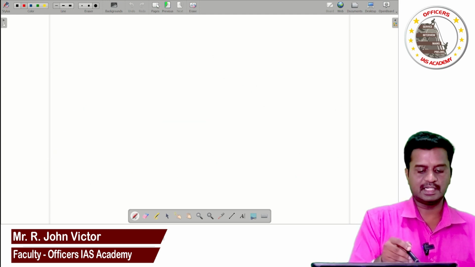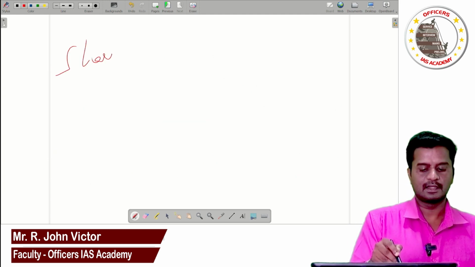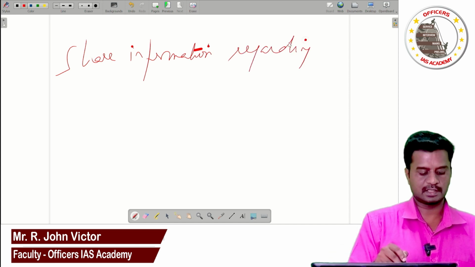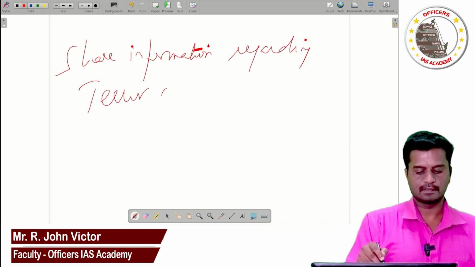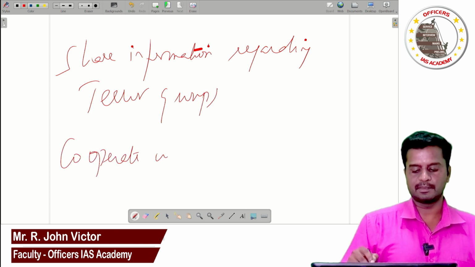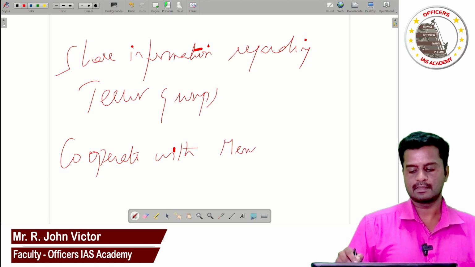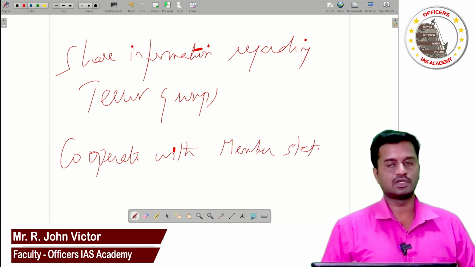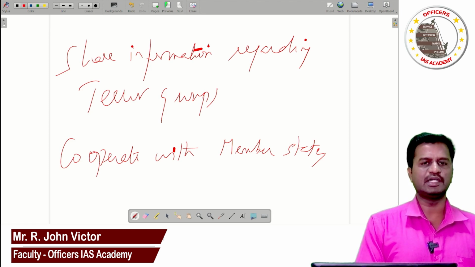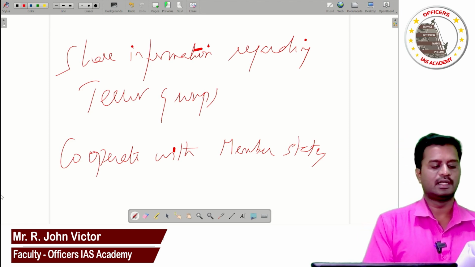Then the CTC has to share information regarding terror groups and it has to cooperate with member states. These are the duties of CTC. Okay. Even if you have not studied all these facts, try to write the important ones.